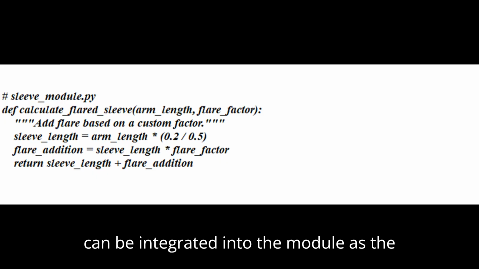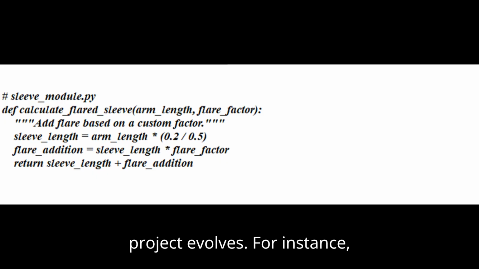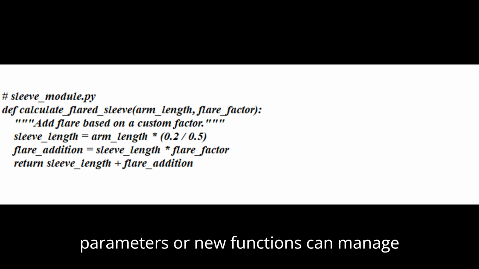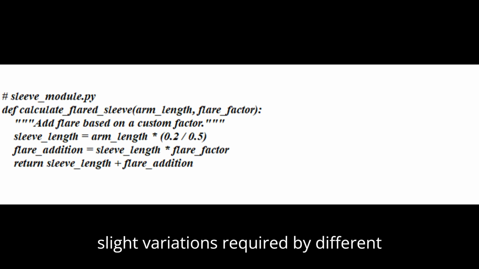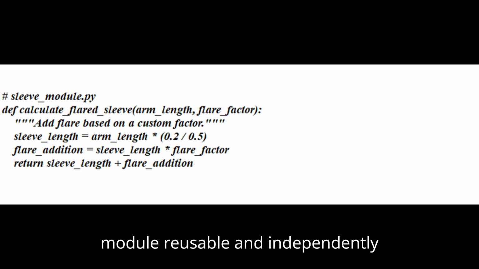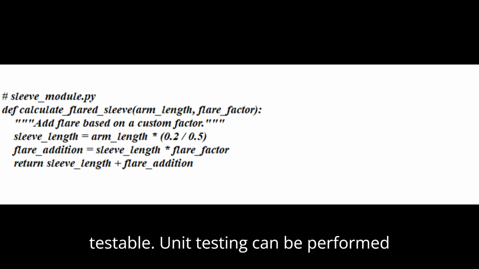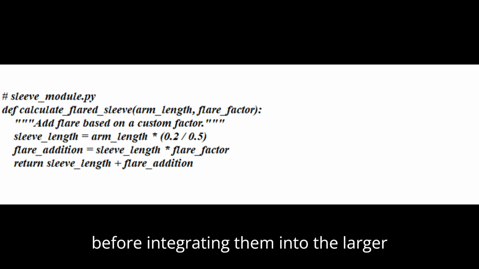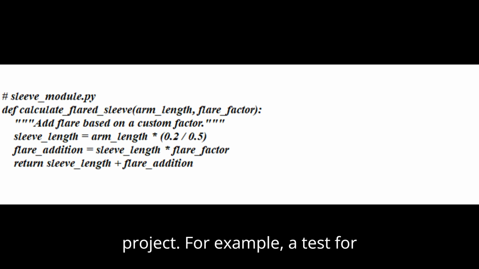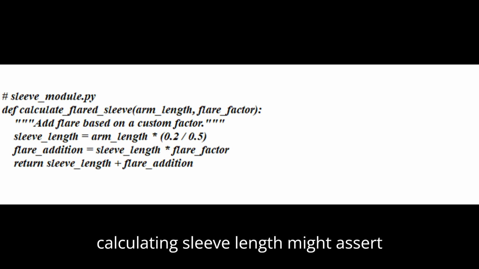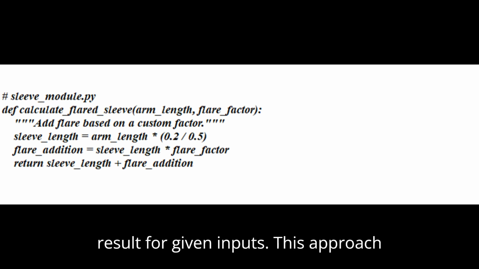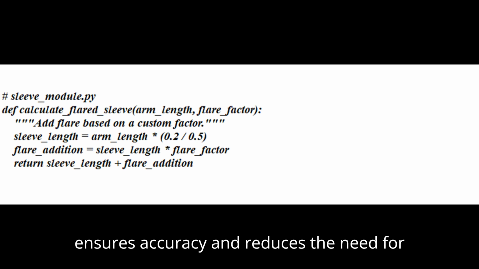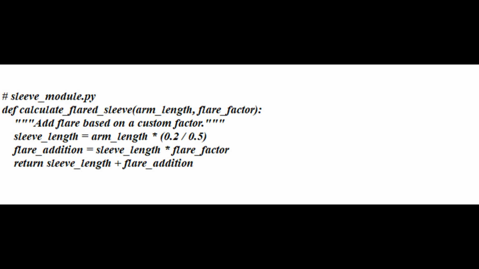Additional features, like tapered or flared sleeves, can be integrated into the module as the project evolves. For instance, parameters or new functions can manage slight variations required by different garment types, all while keeping the module reusable and independently testable. Unit testing can be performed on modules to validate their behavior before integrating them into the larger project. For example, a test for calculating sleeve length might assert that the function produces the correct result for given inputs. This approach ensures accuracy and reduces the need for retesting unrelated parts of the project.